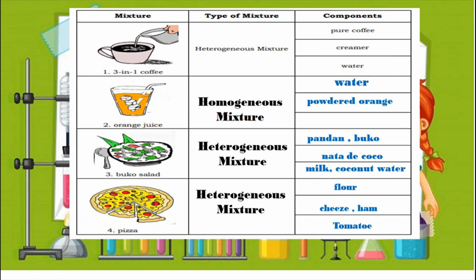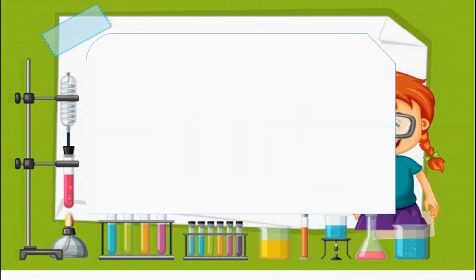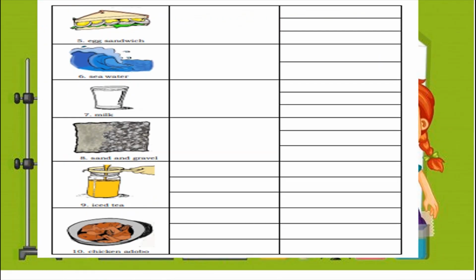Okay? Dali ra kung naa mo'y mga pangutana, i-text na ko sa GC kung naa mo'y mga pangutana about sa itong lesson karon. Okay. So, number 5, egg sandwich. Unsa man ang type of mixture ani? So, heterogeneous mixture, kay makita na to, klaro kaayo siya ang mixture sa egg sandwich. Components are egg, lettuce, bread, and mayonnaise. Okay. So, heterogeneous siya.